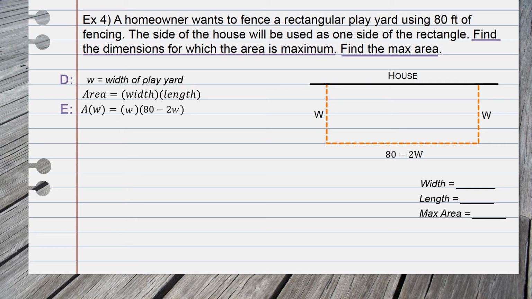Now we want to kind of clean this up. We have W times 80 minus 2W, so we need to distribute. When you distribute, we now get 80W minus 2W squared. Because we have W squared, this is a quadratic, but we need it to be in the correct order. So when you rearrange the terms, you now have A of W equals negative 2W squared plus 80W. Now we have our equation.